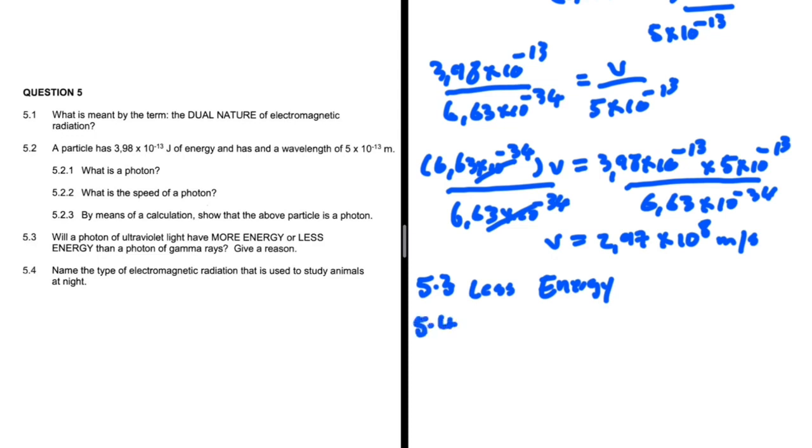Let's go ahead and take a look at 5.4. So 5.4, name the type of electromagnetic radiation that is used to study animals at night. Well, leave a comment and tell me what the answer to 5.4 is. What do you think is the answer to 5.4?